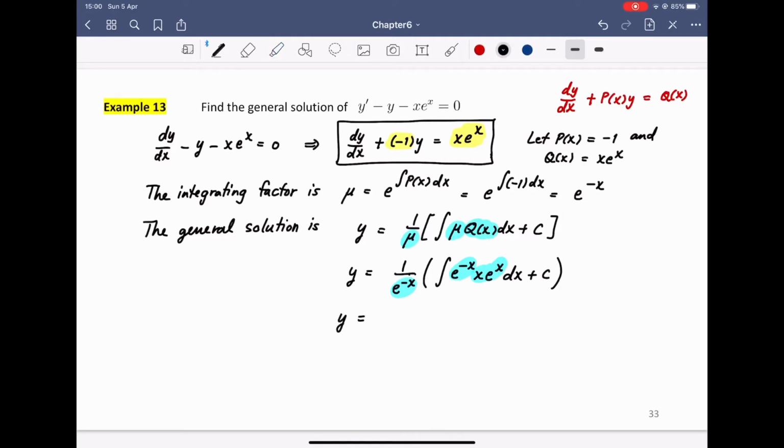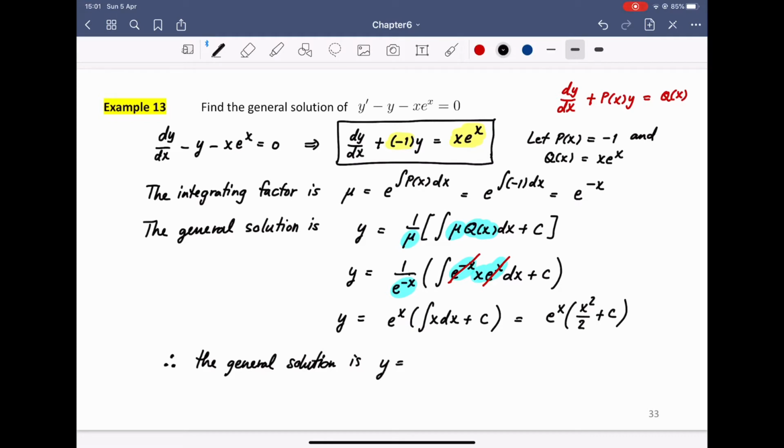So this is y equal to e to the x. Well, you can see that e to the negative x and e to the x cancel, right? Because once you multiply them together you get 1. And then you have the integral of x dx plus c inside the parentheses, and that will give you e to the x times x squared over 2 plus c. So to sum up, the general solution is y equal to e to the x times x squared over 2 plus c. So you don't have to simplify more. This is already acceptable, right? Super easy. You already had the formula, so just plug in, done.